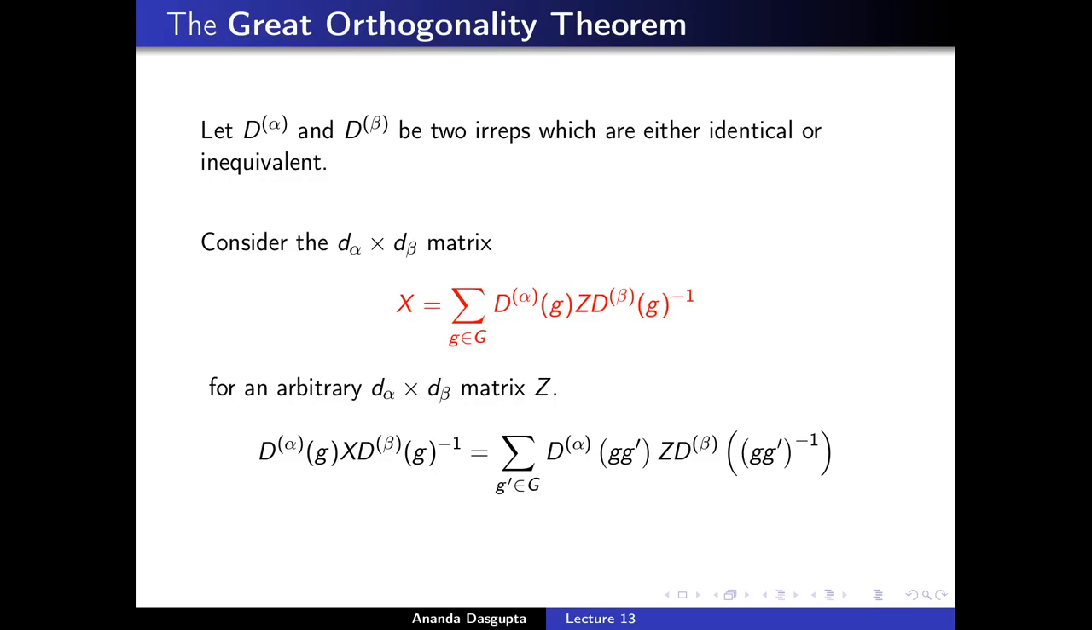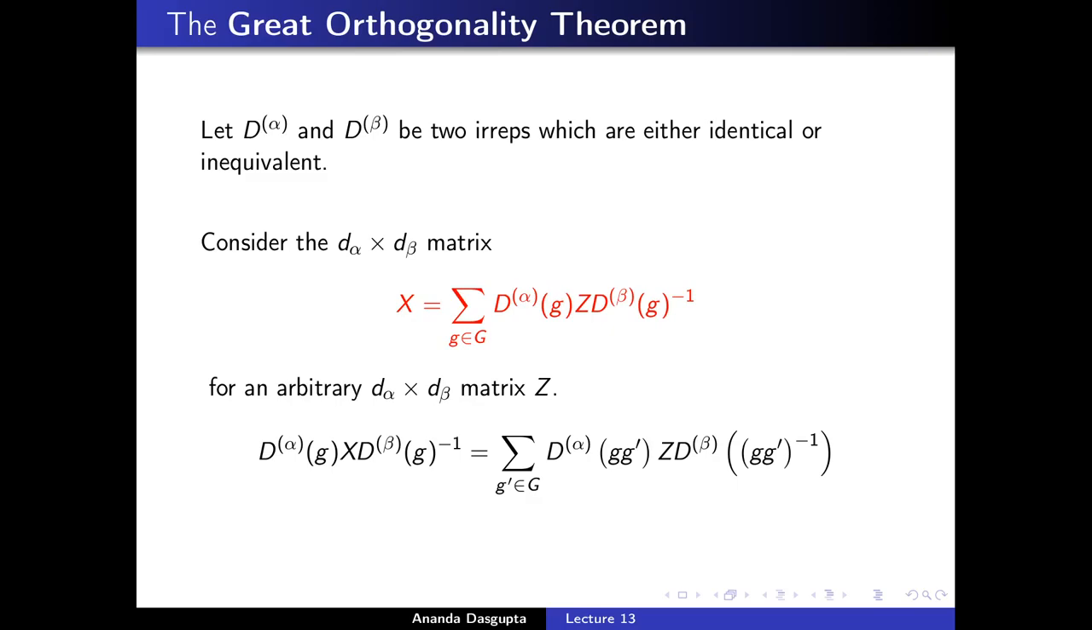And so now notice that the sum on the right is exactly of the same form as the sum in x, except that instead of the group element small g which you had in the original expression, now you have the group element small g g prime and the sum is over g prime. But as I have said, when g prime runs over the entire group, g g prime also runs over the entire group in some other order. That exactly is the rearrangement theorem.